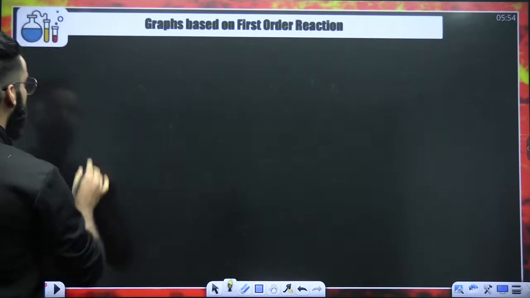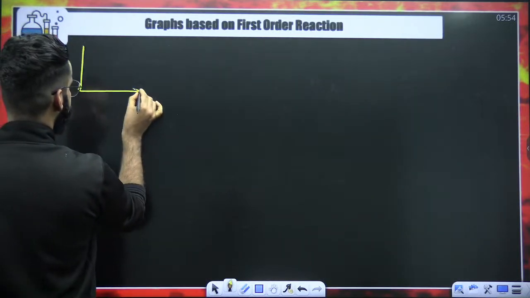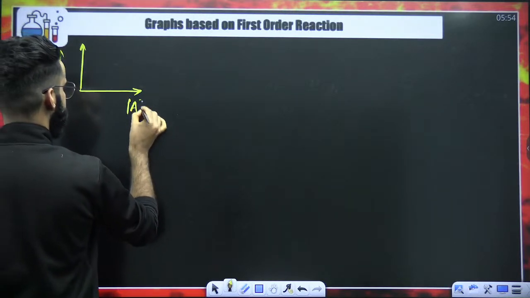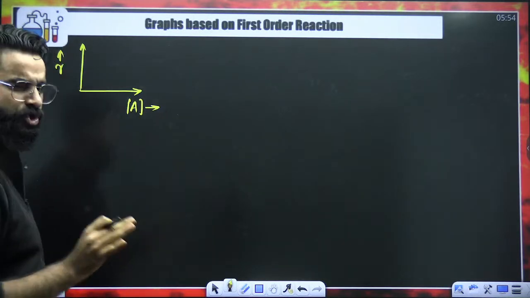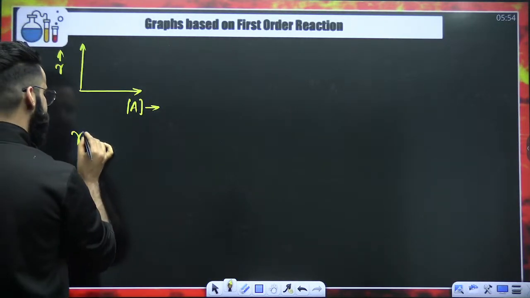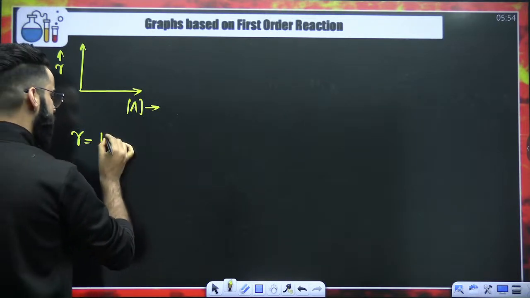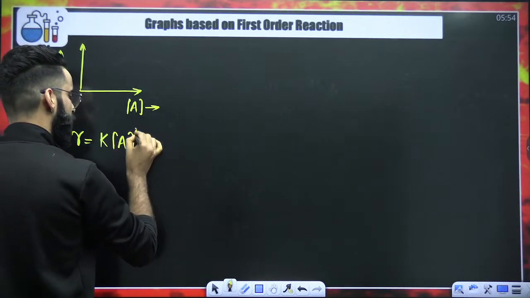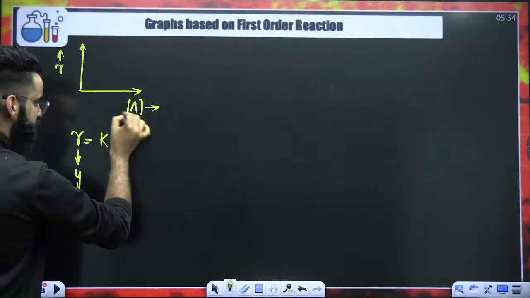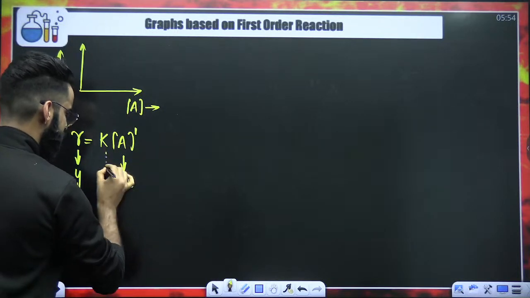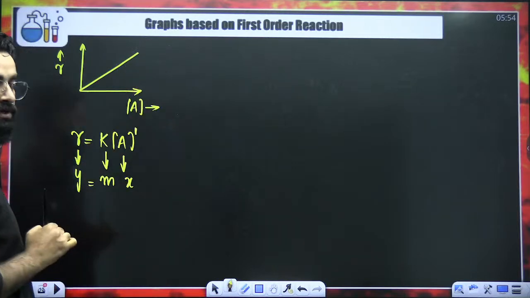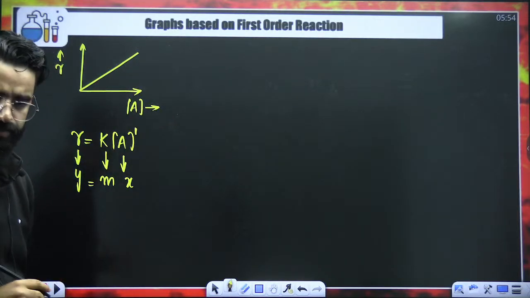My dear students, the first graph which I'm plotting is between rate of reaction versus concentration of reactant for the first order reaction. You should be able to make this particular graph on your own. As far as the rate law is concerned for the first order reaction, R is equal to K concentration of A raised to power 1. Now it's very simple. Rate of the reaction you are plotting along y-axis. Concentration of reactant you are plotting along x-axis. So this is your m. Y is equal to mx. Is it going to be a straight line passing through origin? Absolutely, it's a straight line passing through origin.